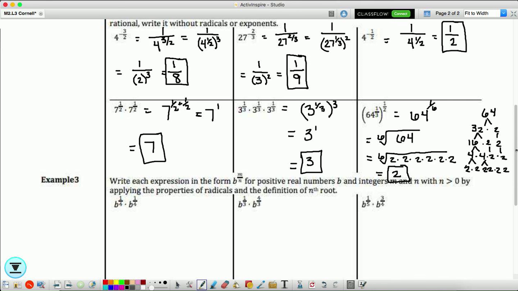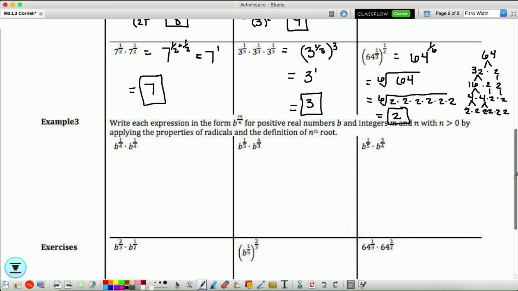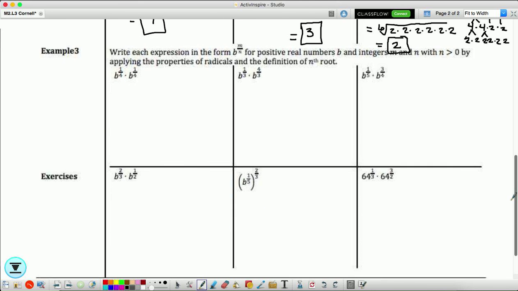So again, you guys will get a little bit of practice with this. And then once we're comfortable with this, we can move on to solving exponential functions.